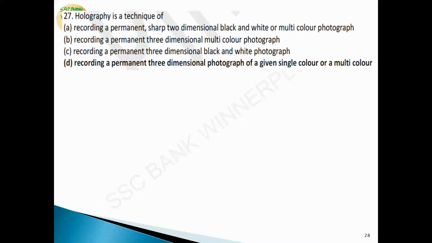Question number 27. Holography is a technique of recording a permanent three-dimensional photograph of a given single color or multicolor. So this is a 3D photography recording. That is known as holography technique. So it is recording a permanent three-dimensional, that is 3D, photograph of a given single color or multicolor.